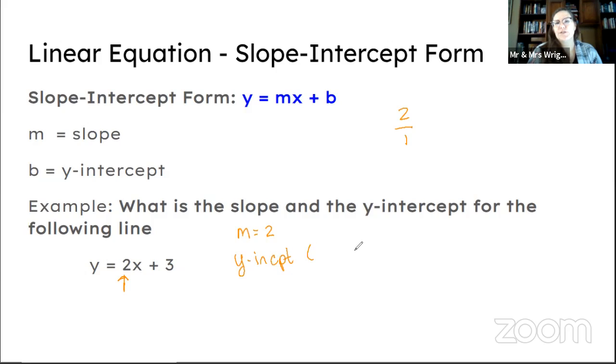Our y-intercept is an ordered pair, and since we're looking for the y-intercept, my x value gets a 0. Now, what goes here in the y spot is whatever I have for b. b is a positive 3, so I'm just going to put 3 right there.